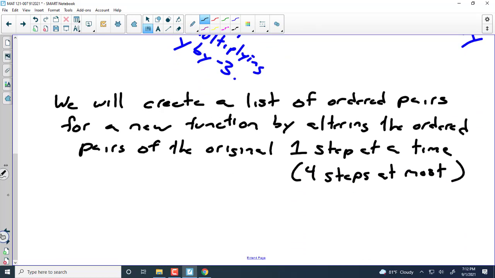Okay. So we're going to create a list of ordered pairs for a new function by altering the ordered pairs of the original function 1 step at a time, and we're going to be able to do this in 4 steps. Now, the only issue we're going to have when we do this, besides remembering all this stuff, is that the order that we do things in does make a difference. Now, I need to stress this very carefully.